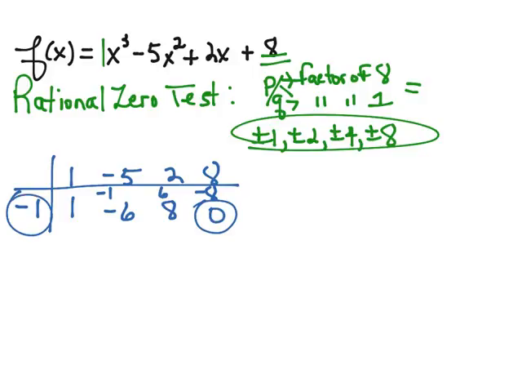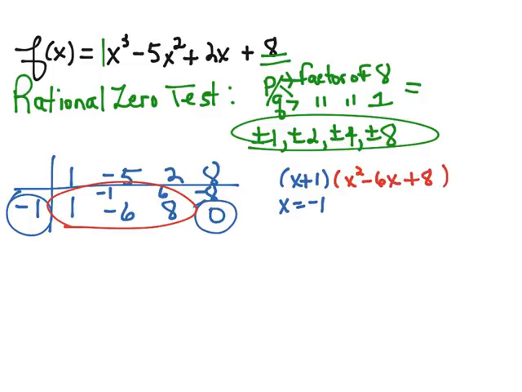That means that x equals negative 1 is a 0 of this polynomial, and x plus 1 is a factor of this polynomial. Now what's the other factor? Well, the other factor is the leftover part in our equation that precedes the 0. So our other factor is x squared minus 6x plus 8. So to find the other zeros, we're just going to work with x squared minus 6x plus 8 and solve to see what that equals.